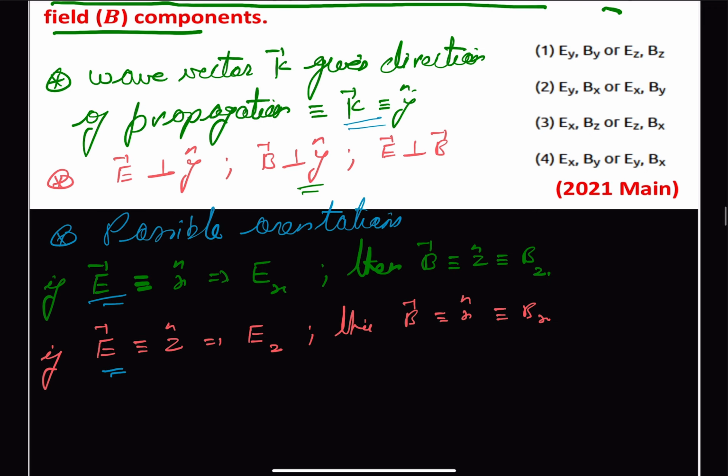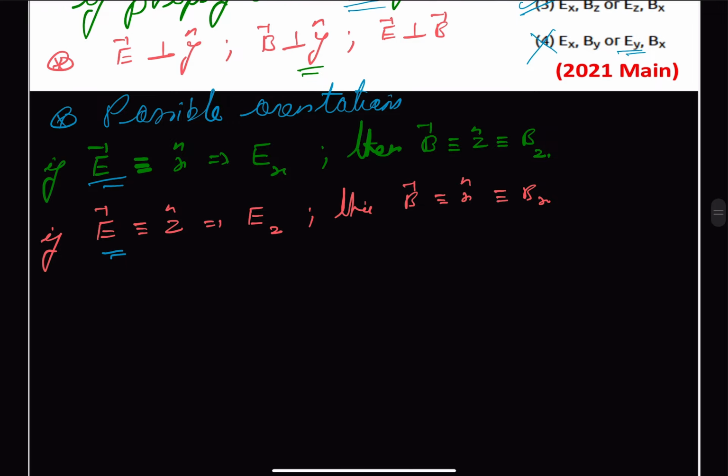Okay. So if we check the options also, from here we can make a wild guess that electric field in y is not possible. So option 1 and 2 go away, and here also we have electric field in y direction, so this is also not possible. So the only possible is option number 3. So option 3 is correct.